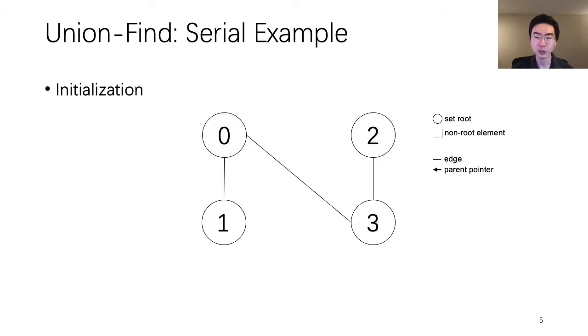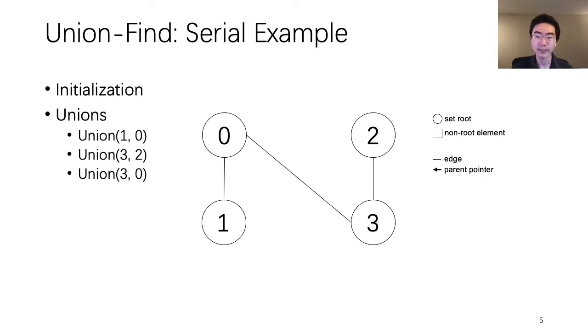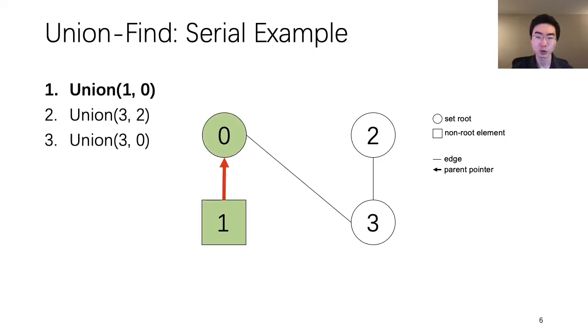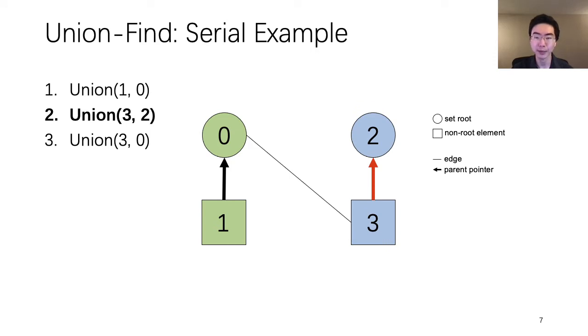In the initialization, we add all elements into the data structure, with each element being an independent set. After that, we unite elements according to the 3 edges. Every edge corresponds to a union operation. First, we unite the elements 0 and 1 by setting the parent of element 1 to be 0. Second, elements 3 and 2 are united into the same set.